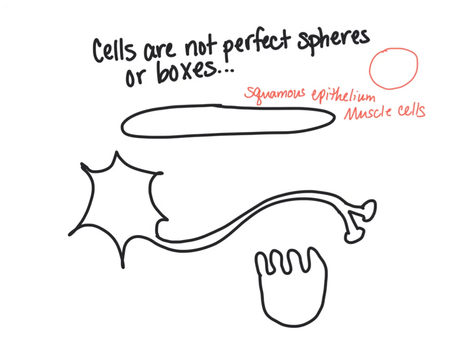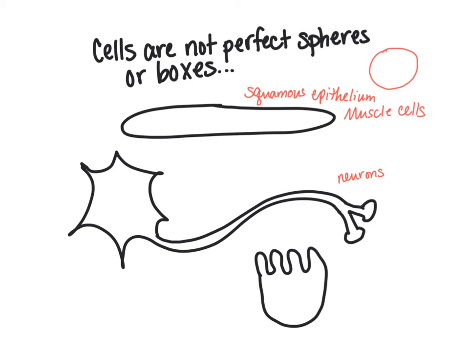We can have some cells like neurons. Some neurons in the body can be over 1 meter long, which is over 3 feet long. So that's a really big cell, and that might seem contradictory to what we just learned, which is that cells have to be small. But we'll talk about why neurons can be really long in a second.